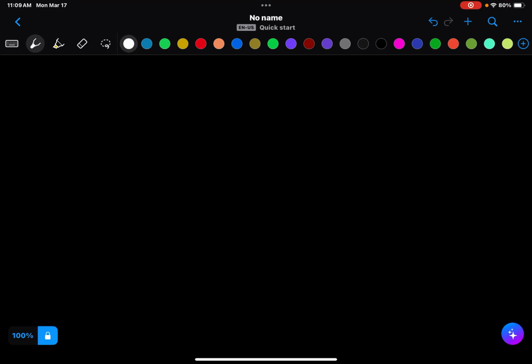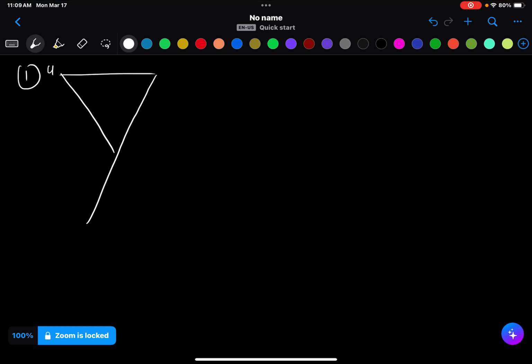So this is the exterior angle theorem practice. Let's start with number 1. So you have a triangle that looks like this, where you have angle U here, angle T, and angle V over here.